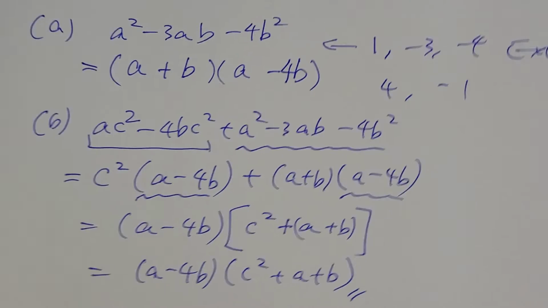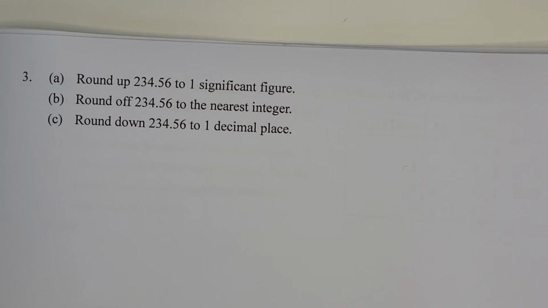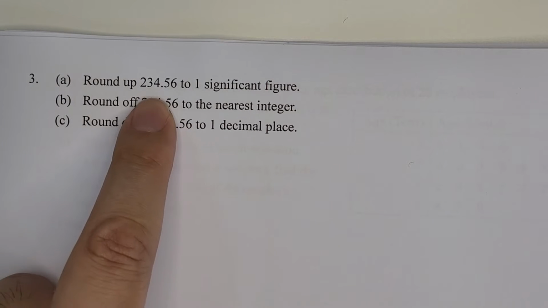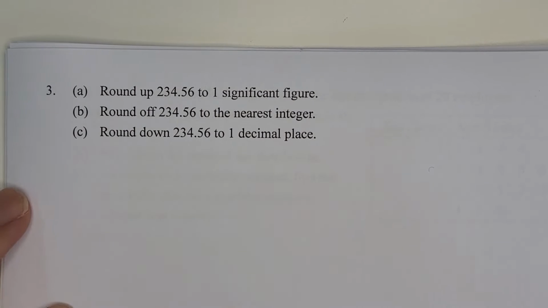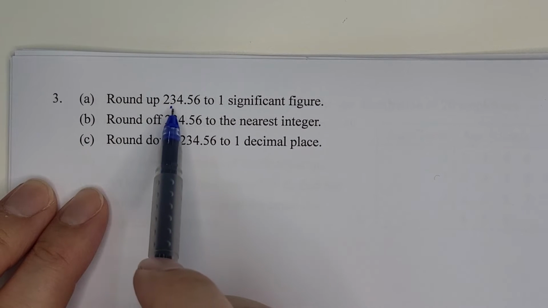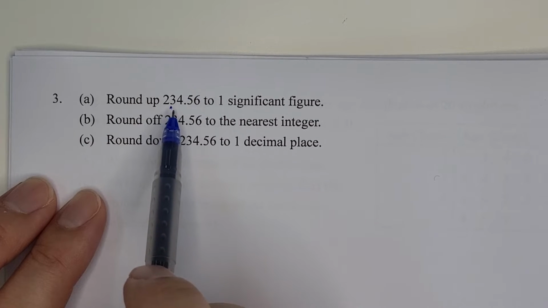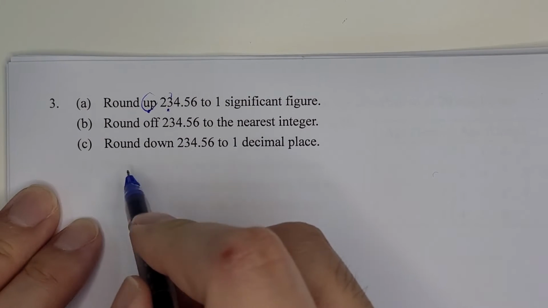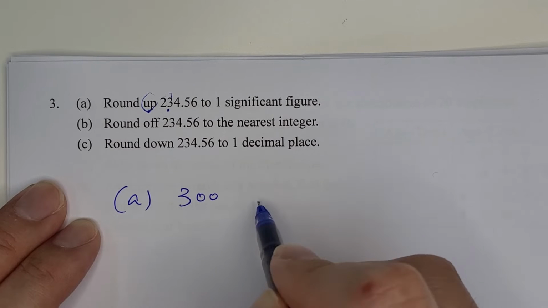And then let's move to question number 3. That is the problem about approximation. Question 1, you need to round 234.56 to one significant figure. So you need to look at the second significant figure, 3. Originally there's no need to round up, but the question wants you to round, so it must move up. Therefore that becomes 300.